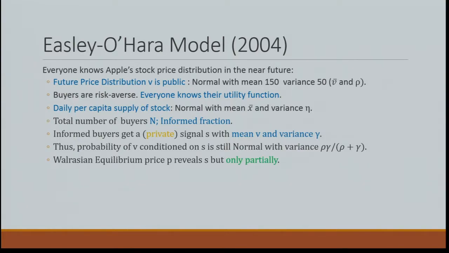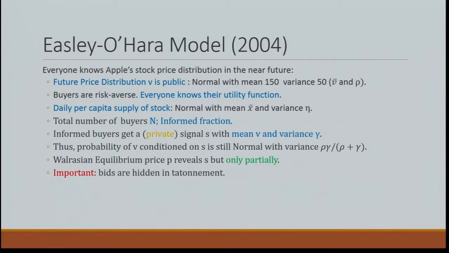So what you can show under this model, and Easley and O'Hara show, is that when you do the Walrasian equilibrium price for this, that price will only reveal S partially. It will not reveal S completely. So that's very good news, because the informed traders have an incentive to do research, because their information is more precise than what can be revealed from the price. This is a really nice piece of work. And using Gaussians and all, we love Gaussians.